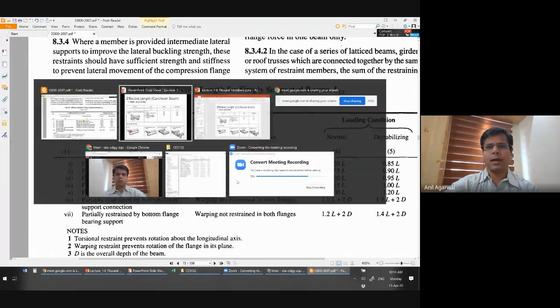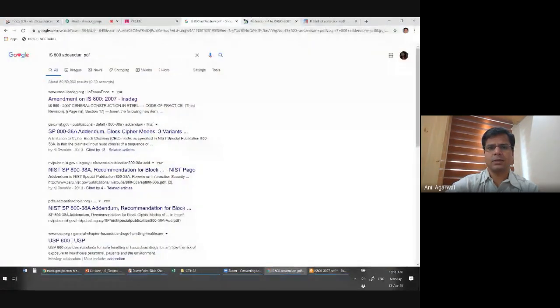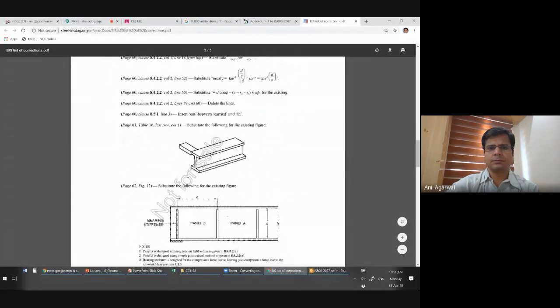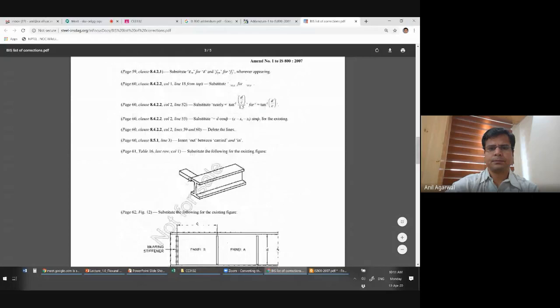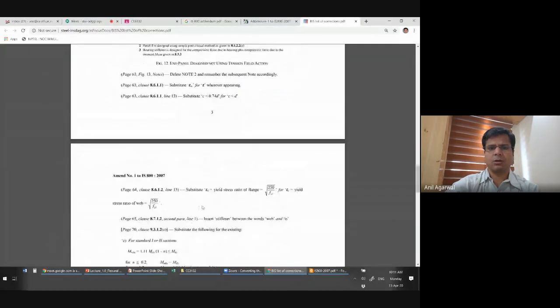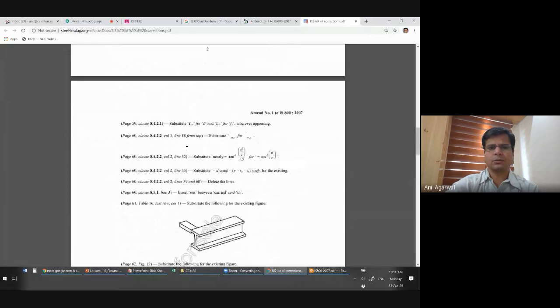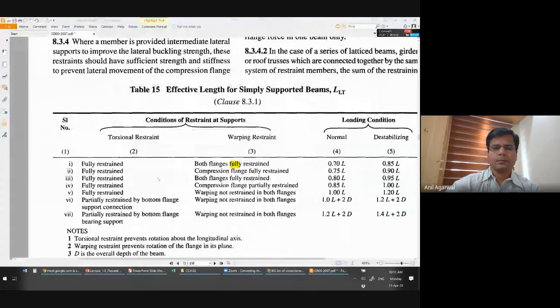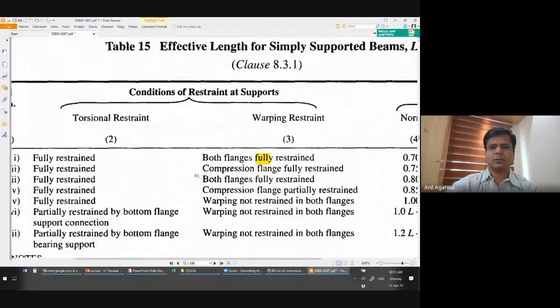You can download the addendum to this code from the internet. This is the addendum, and it gives, page by page, what the problems are. So there are several issues. There is a long list of corrections in IS 800. Please make sure that you refer to the correct version. Okay, that is understood, right?